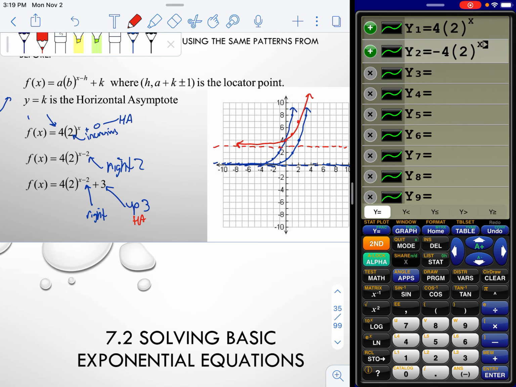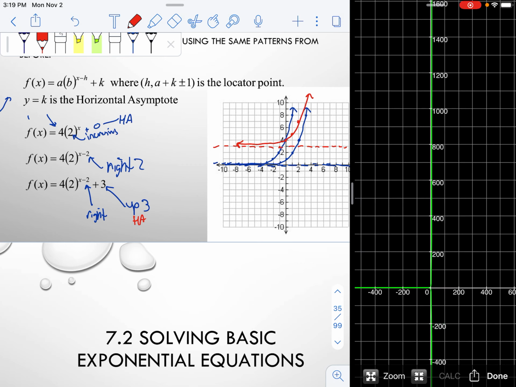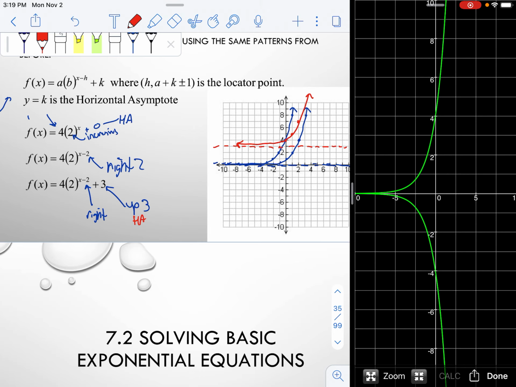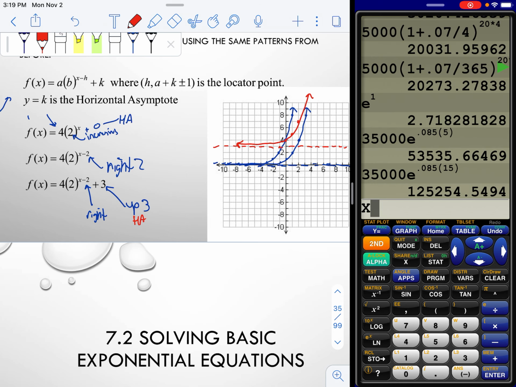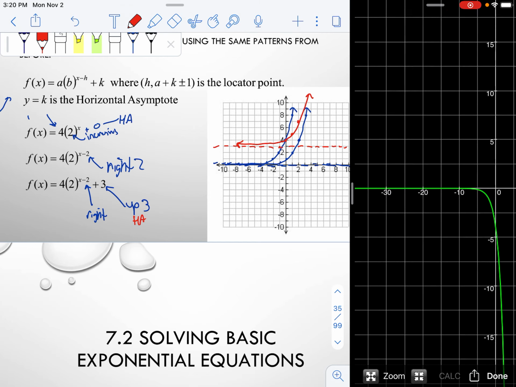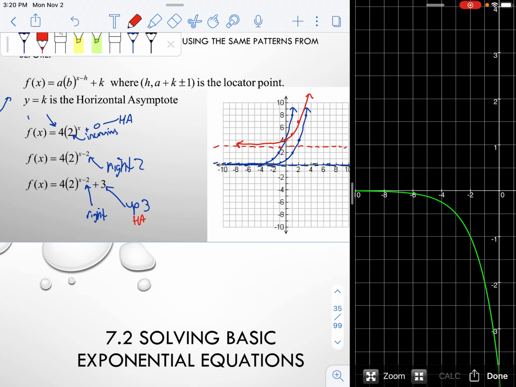I just want to show you this here real quick before we end it. Zoom standard. Now it shifted our graph down. So it's the same graph, just reflected over the x-axis. Let me get rid of this one. So that's what our graph's doing. Instead of increasing, it's going down. So that's why the whole HK locator point thing is extremely difficult.